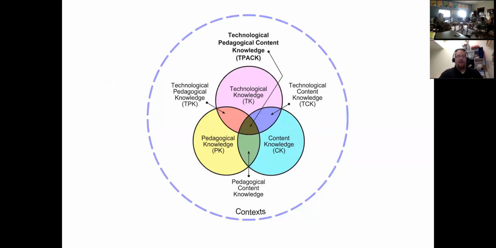So again, how do we get there? Well, enter TPACK, and TPACK is a framework out of Michigan State. It's been around for almost 10 years now.